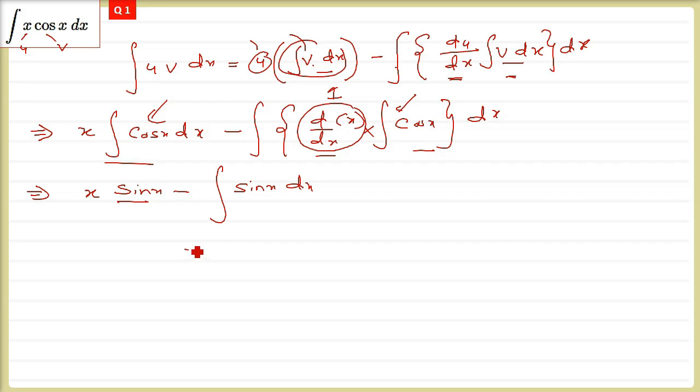Now what is the integration of sin x? It will be minus cos x. So minus minus will become plus. x sin x remains like this. Integration of sin x has become cos x, because the minus sign has combined with the outer minus and become plus. So this is the final answer.